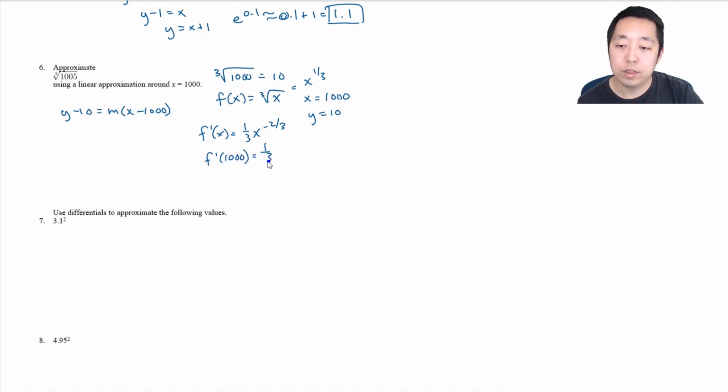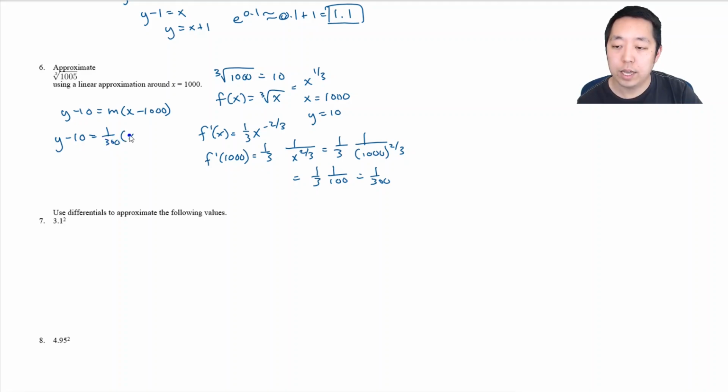So this is 1/3. I'm going to write this as 1 over x to the 2/3. So this is 1/3 times 1 over 1,000 to the 2/3. And that's 1/3. Cube root of 1,000 is 10. 10 squared is 100. So it's 1 over 300. So the derivative is 1 over 300. So my equation is y minus 10 is equal to 1 over 300 times x minus 1,000.